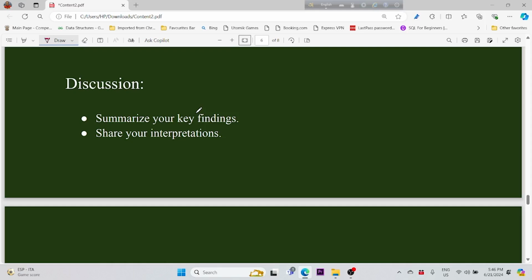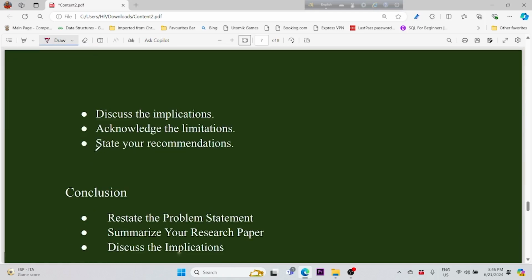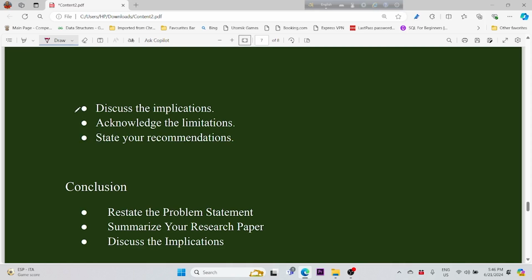Now we will talk about the discussion section. In this section, you need to summarize your key findings. Very important. And you have to share your interpretations. You have to discuss the implication of the interpretations. You need to acknowledge the limitations, and you can state your recommendations.